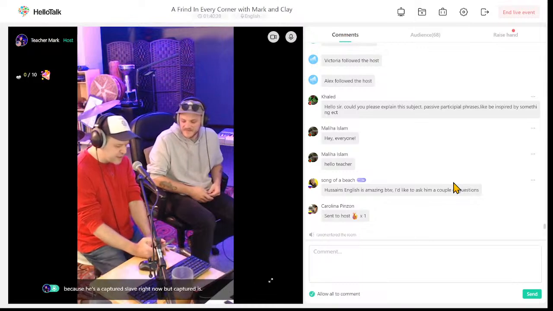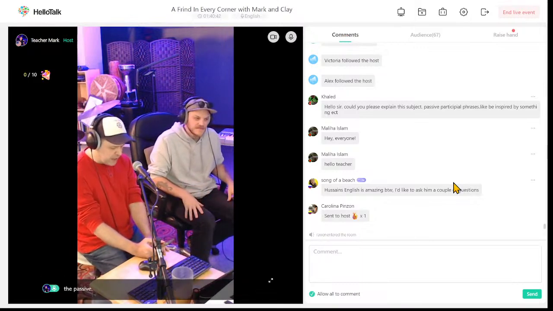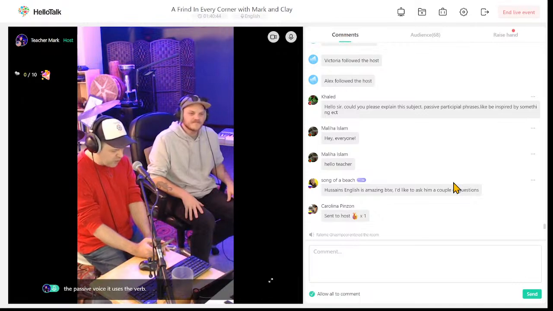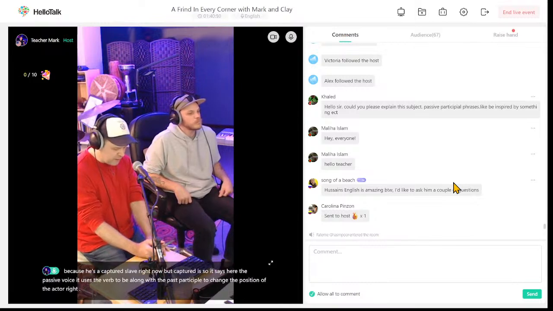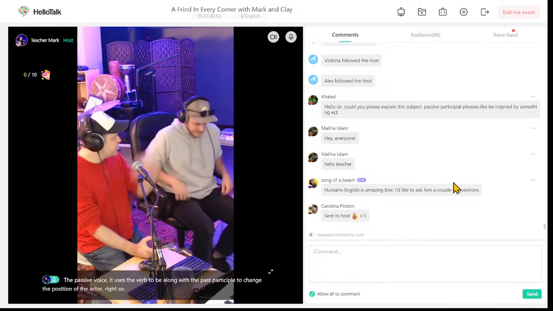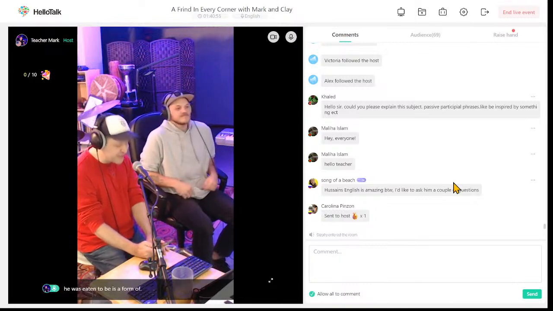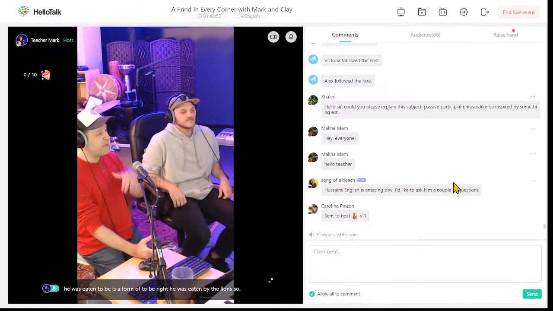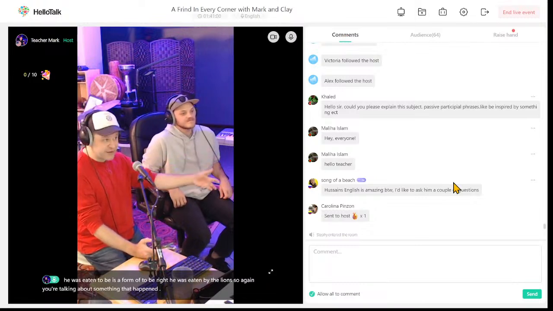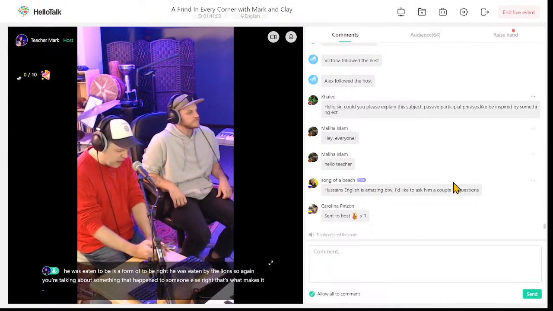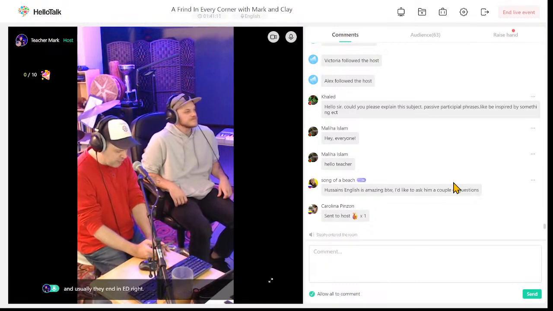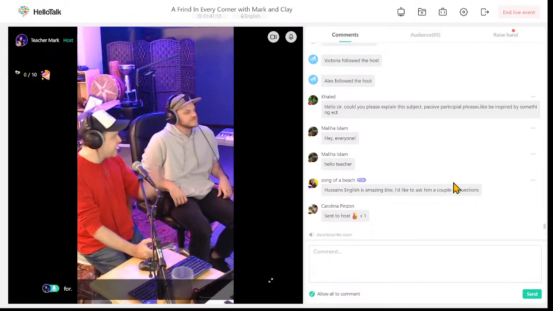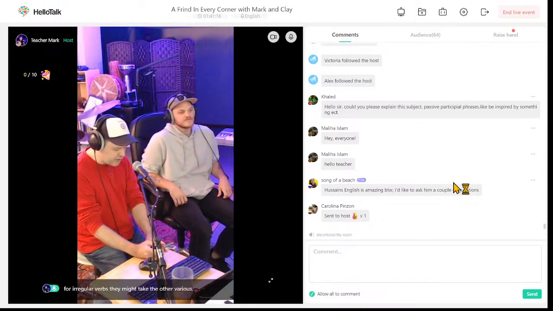So it says here, the passive voice uses the verb to be along with the past participle to change the position of the actor. So, he was eaten. Was is a form of to be. He was eaten by the lions. So again, you're talking about something that happened to someone else. That's what makes it passive. They use regular verbs, and usually they end in -ed. For irregular verbs, they might take other various forms, so you can still use those. But let's see.